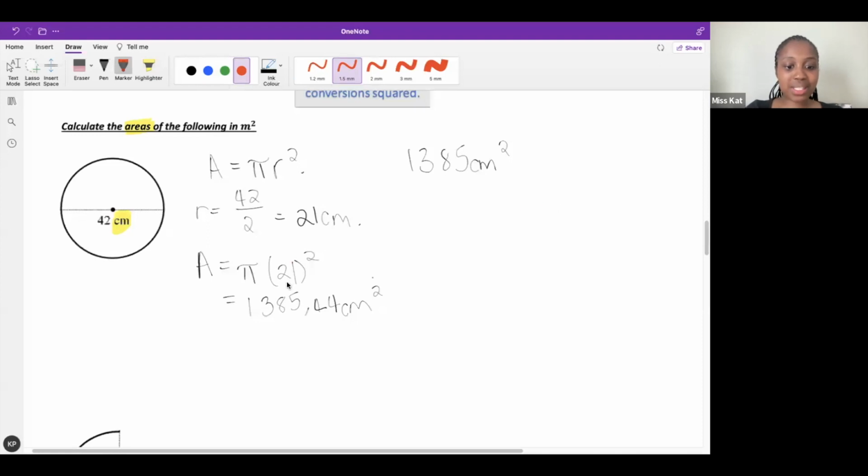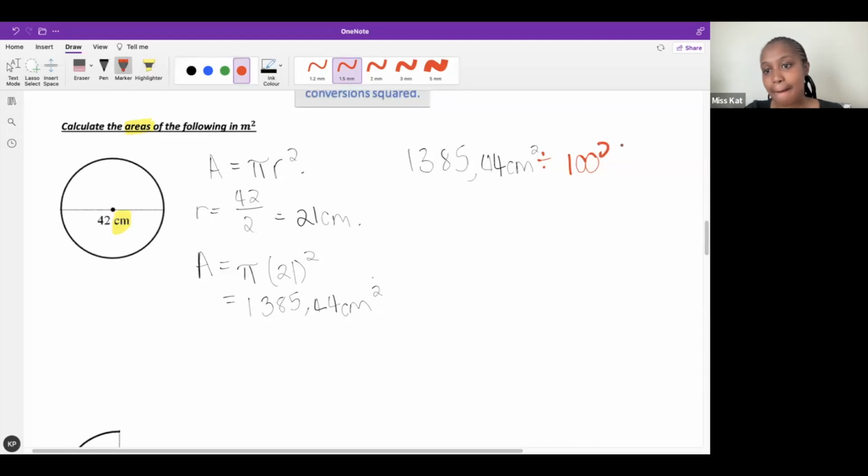Centimeters to meters. Are we going to times or divide our answer? I just got rid of our decimal places. And if anyone did this in my test, I would lose it. Don't ever do that. 1385.44 centimeters squared. So we're dividing, beautiful, by what? Nice, Lesedi. Jordan, you were so close. Remember, this is a unit squared. So we have to divide by 100 squared.